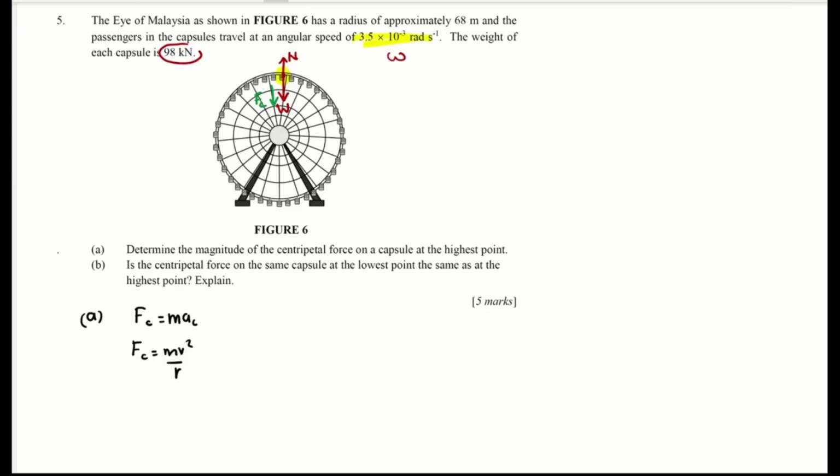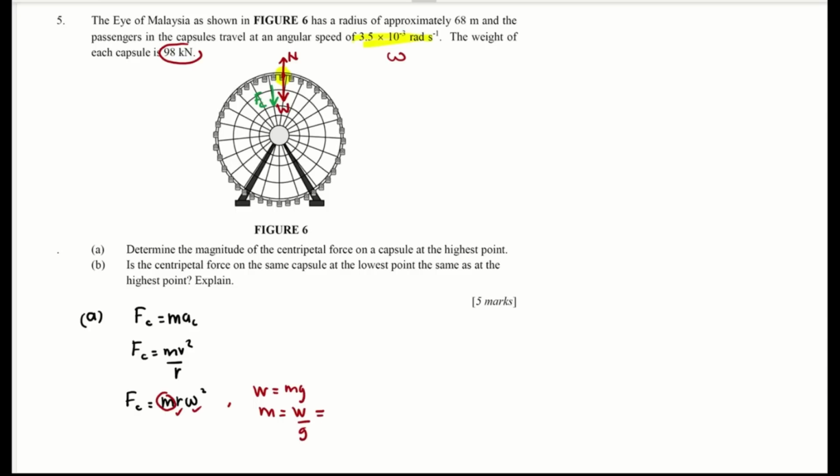So if you check at the front, we can also calculate the centripetal force, which is equal to m r omega squared. In this case, we have omega and we have r, but the mass of the capsule we can get from the weight of the capsule. So W is equal to mg, where m is equal to W over g.